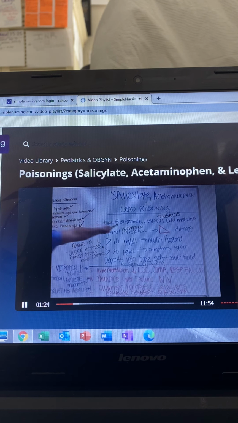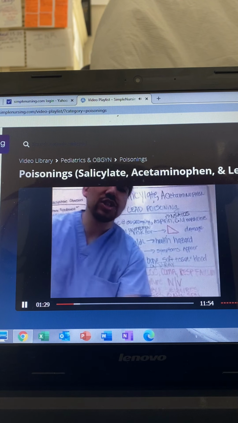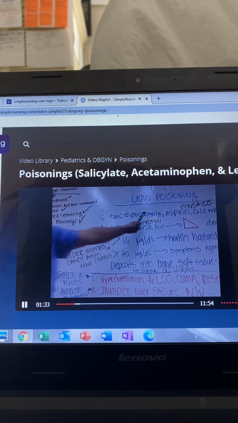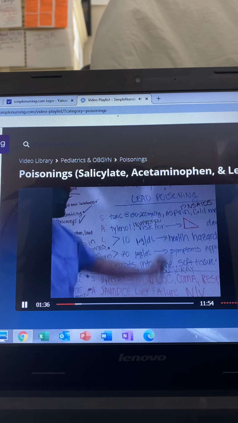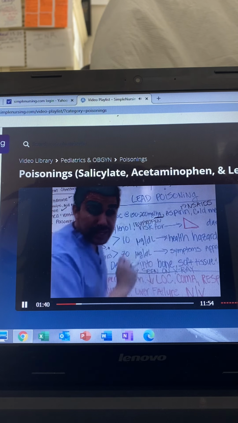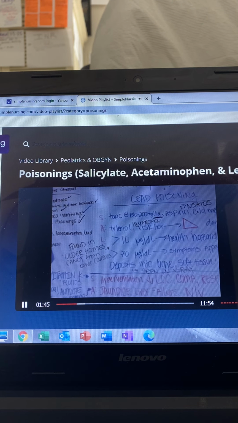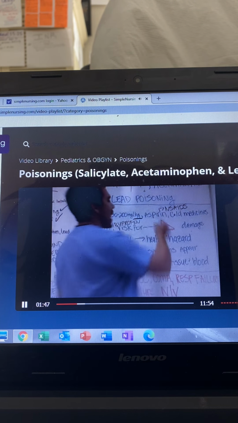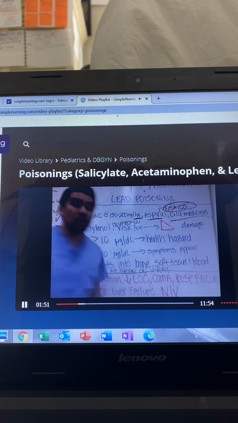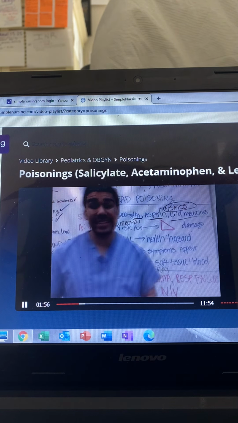So they become toxic when we have between 105 to 200 milligrams per kilogram. And if you guys remember kilos, 1 kilo is 2.2 pounds. It's an aspirin. It's the main active ingredient in aspirin and NSAIDs, and also a lot of cold remedies. Now, there's 3 phases of toxicity.